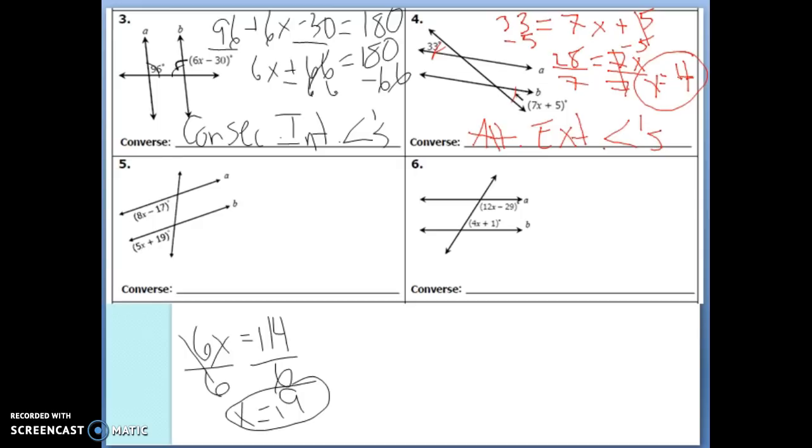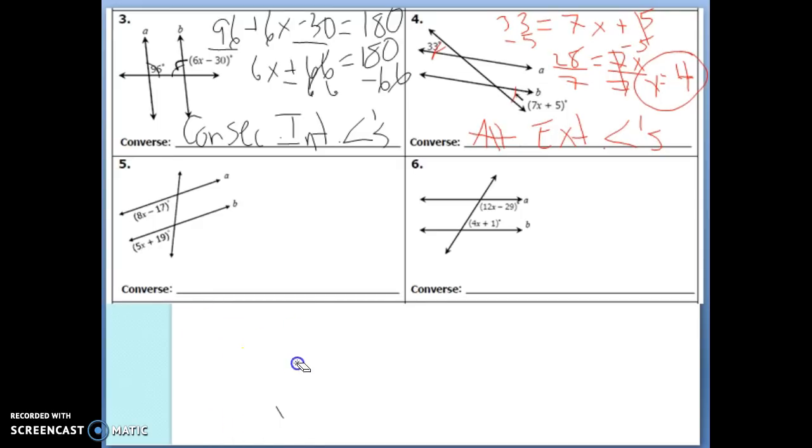Number 5. Angle 8x minus 17 is right here, and angle 5x plus 19. We can say those things are congruent because I could slide one on top of the other, so that's our converse of our corresponding angles. So 8x minus 17 equals 5x plus 19.